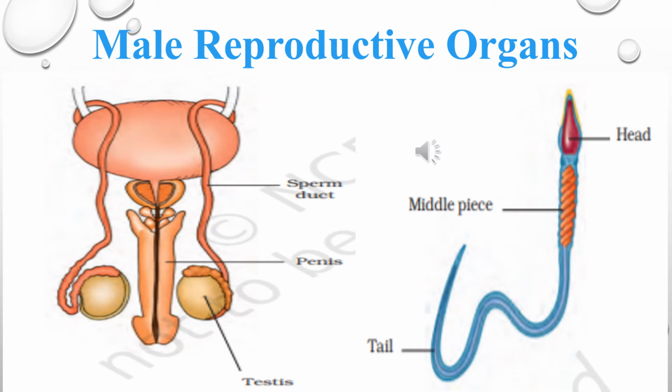have the tail region. Does it appear to be a single cell, children? We can say each sperm is a single cell with all the usual cell components. Understood, children, about the male reproductive organ?